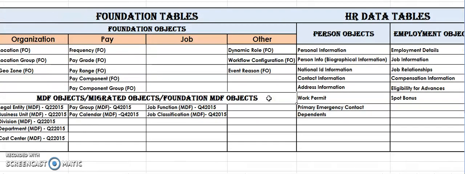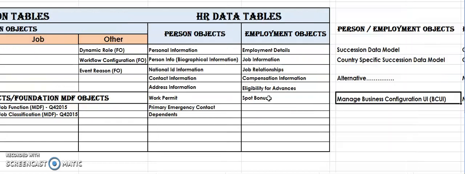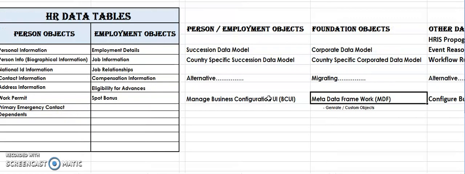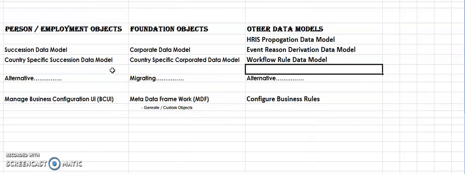So that is how HR data, that is person objects and employment objects, is configured as an alternative to the data models by using Manage Business Configuration, and the output of the configuration can be seen in Employee Files, that is, the public and people profile. That is all about the configuration of the various objects: foundation objects, MDF objects and HR objects.